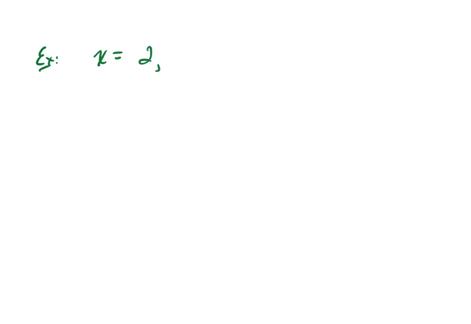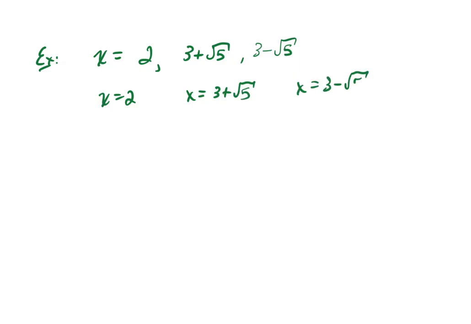Okay, so last one, if I were to give you 2, 3 plus the square root of 5, and 3 minus the square root of 5. Right, those are the 3 solutions. And I want you to tell me what the original equation is. Again, we start by setting x equal to each. In other words, creating 3 little equations. All right?